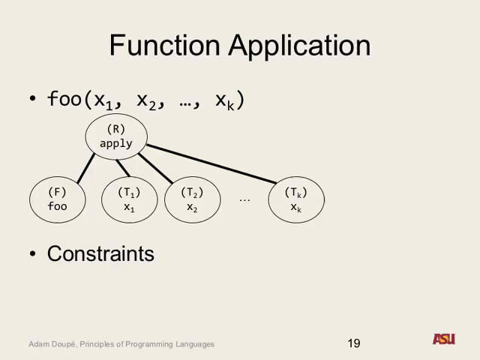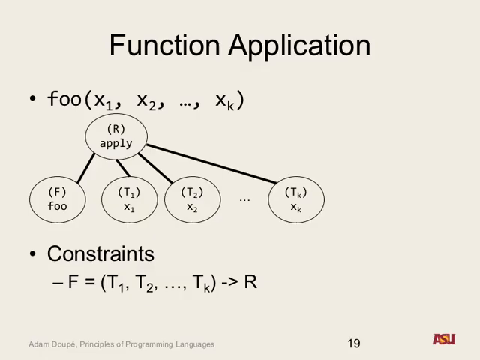How many parameters does foo take in? K number of parameters. Do we know the types of all the parameters? Not exactly, but we know they have to be t1, t2. They have to be the same as these. So we know that the type f is the type of a function that takes in t1 through tk and returns type r, whatever r is. Hopefully you can see where we're going. We're going to build on these. If this r apply is used to add to an integer, then we know that foo must return some integer.